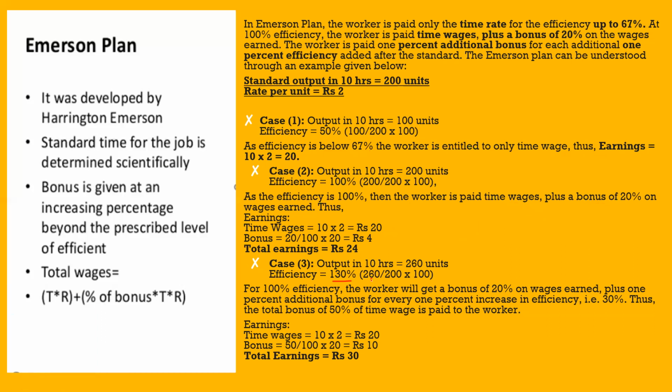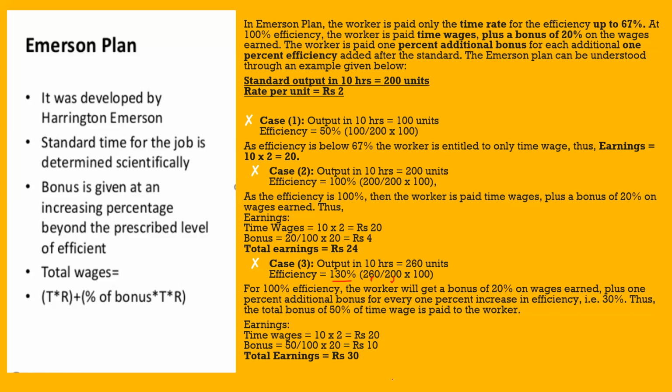Yes, output is 260 units divided by 200 units, that is the standard output, into 100, is 130% of efficiency given by the worker. So for 100% efficiency, the worker will get a bonus of 20% on wages earned plus 1% additional bonus for every 1% increase in efficiency. So 30%, the total bonus is 50%. Yes, correct.